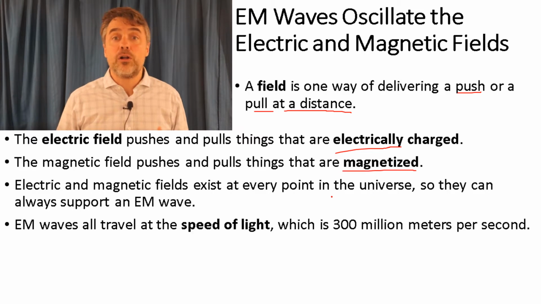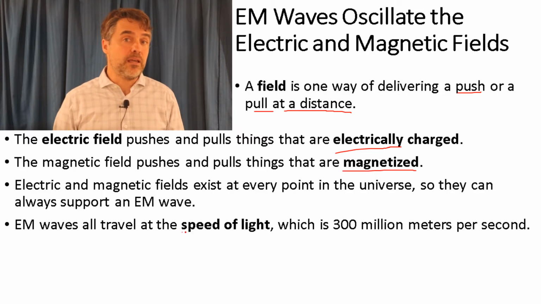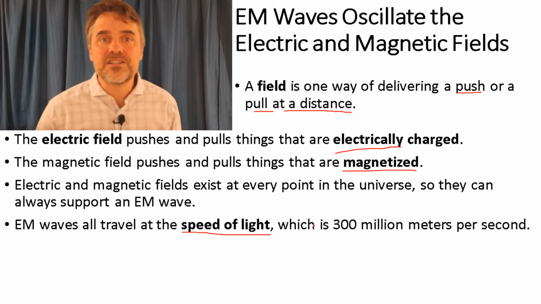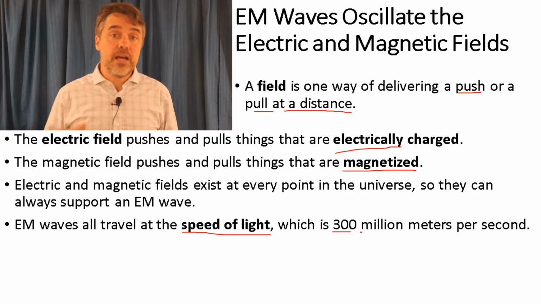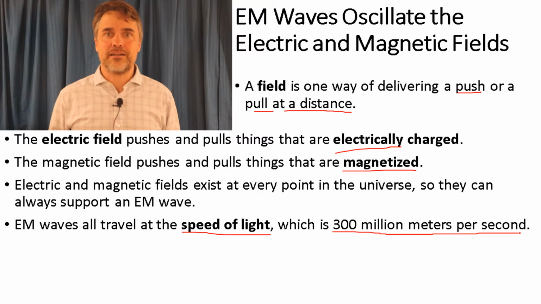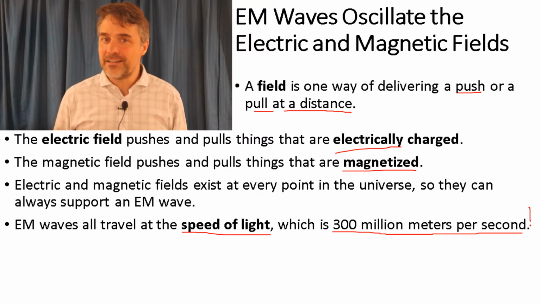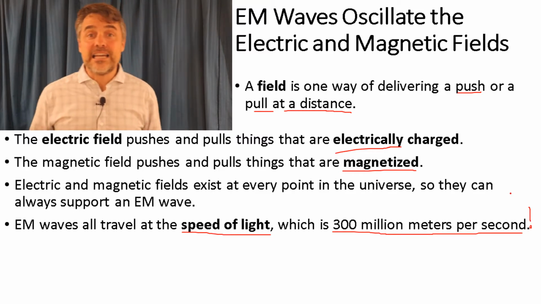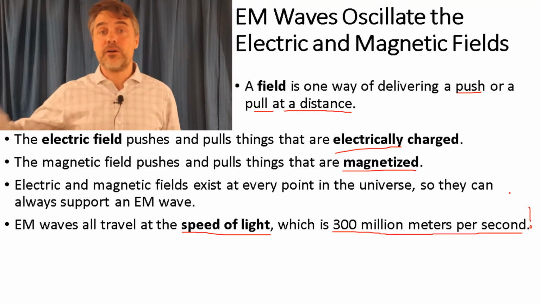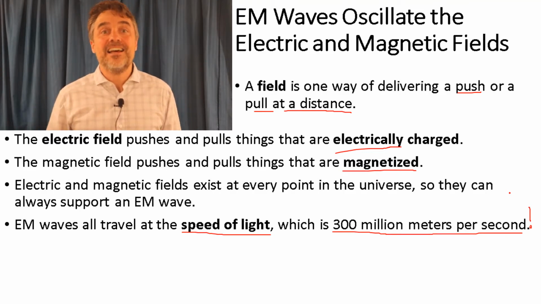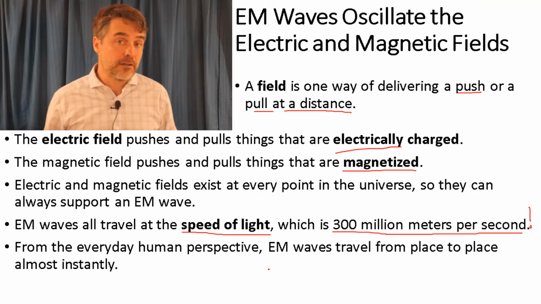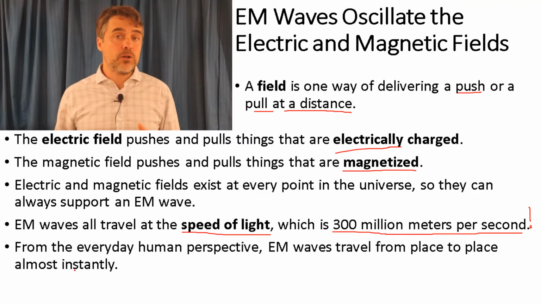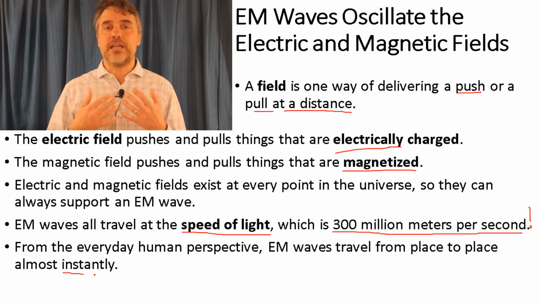EM waves all travel at about the same speed, which is incredibly fast. It's called the speed of light, and it is 300 million meters per second. How fast is that? Well, light could travel all the way around the Earth 7 times per second. This is so fast that from the everyday human perspective, EM waves travel from place to place almost instantly.